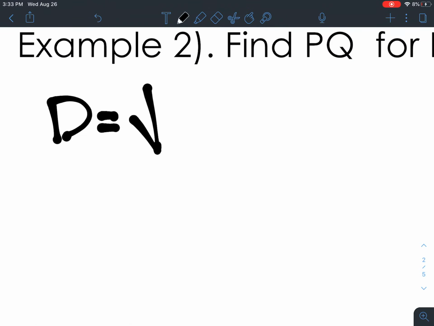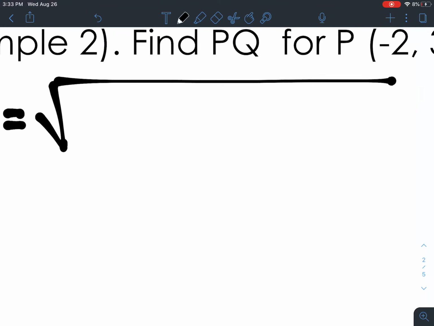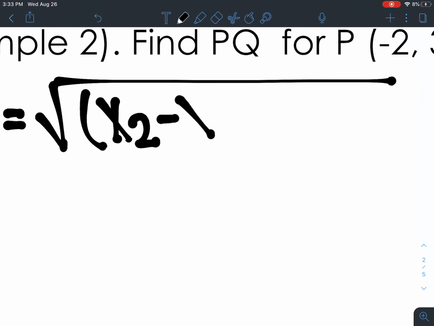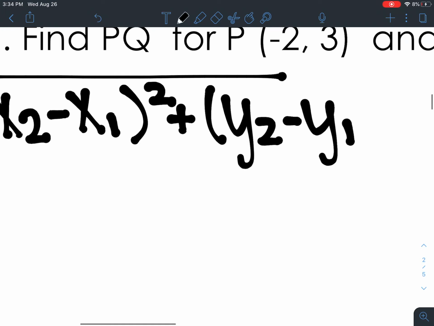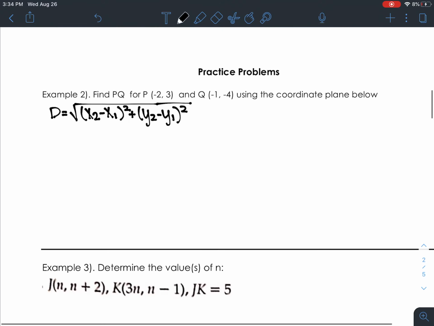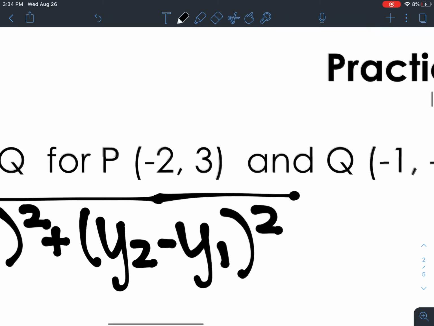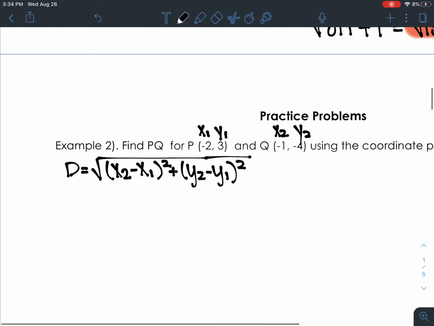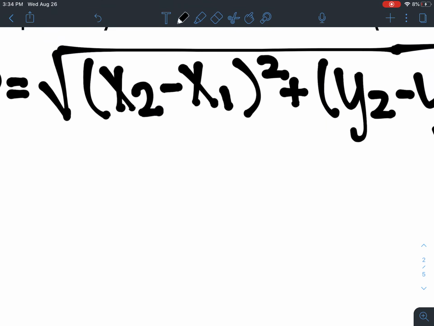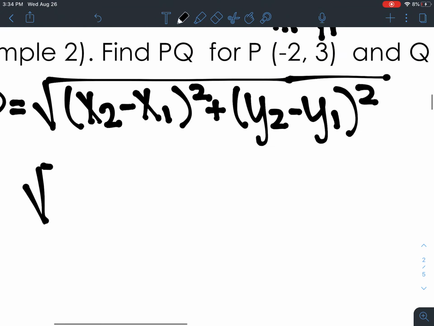So D, the distance, is equal to the square root of (x2 minus x1) squared plus (y2 minus y1) squared. I never make my square root long enough. Okay. Now, let's go up to that example 2, and then let's label our points. So I'm going to label this x1, y1, x2, y2.